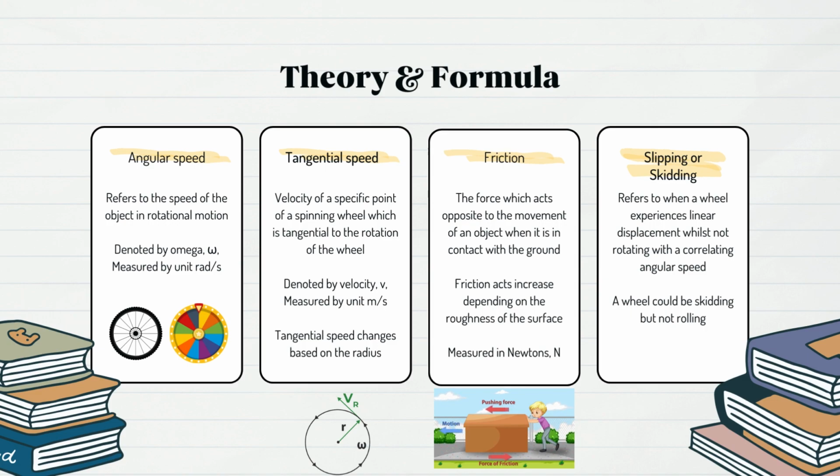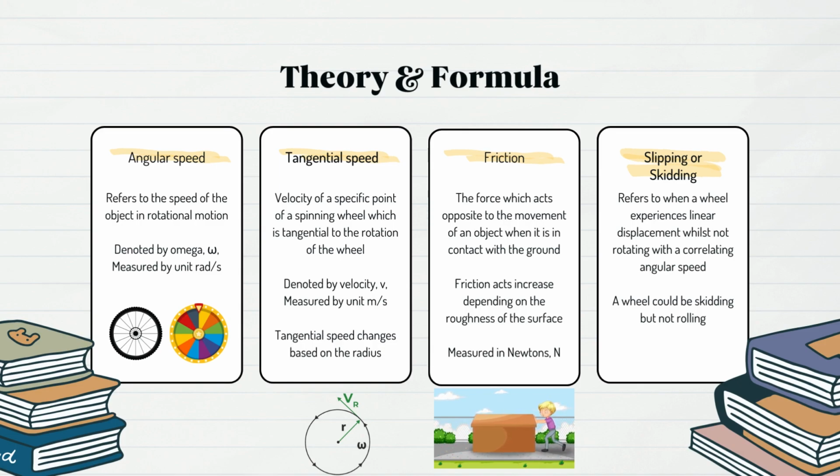Tangential speed is the velocity of a specific point of a spinning wheel which is tangential to the rotation of the wheel. Tangential speed is denoted by the symbol of velocity which is v and is measured by the unit of meter over the second. Tangential speed changes based on the distance of the point to the center. This means when the radius is increased, the tangential speed will also increase.